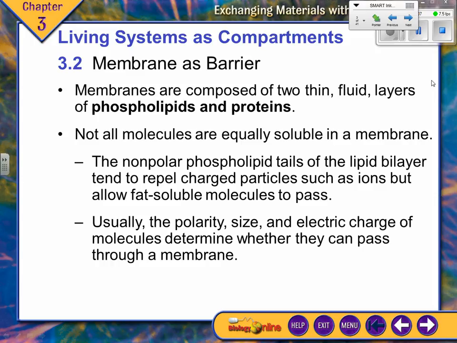So let's talk about the structure of the membrane. First, the membrane is made up of phospholipids. Do you guys remember what a phospholipid looks like? Do you see this picture here? This is a phospholipid. It has a round head and it has two fatty acid tails.